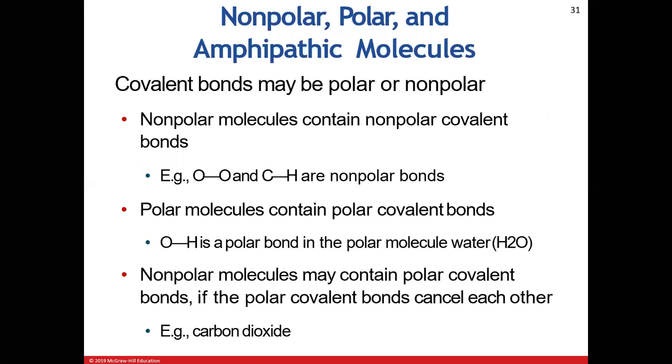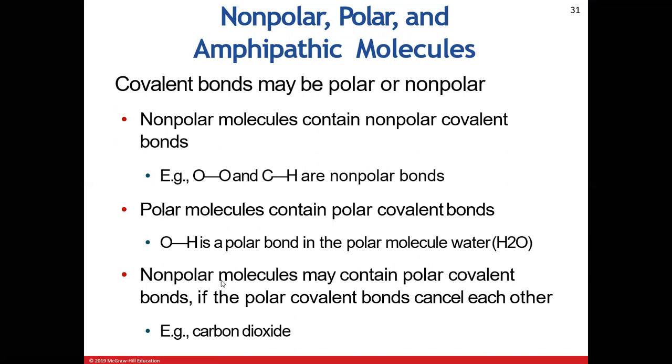So let's look at some of the nonpolar, polar, and amphipathic molecules. Again, covalent bonds can be polar or nonpolar. Nonpolar molecules are going to contain nonpolar covalent bonds. So for example, O to O and C to H are nonpolar bonds, whereas polar molecules contain polar covalent bonds. So O-H is a polar bond in the polar molecule water. So H2O is a polar molecule, okay? And we'll see what that means here in just a little bit.